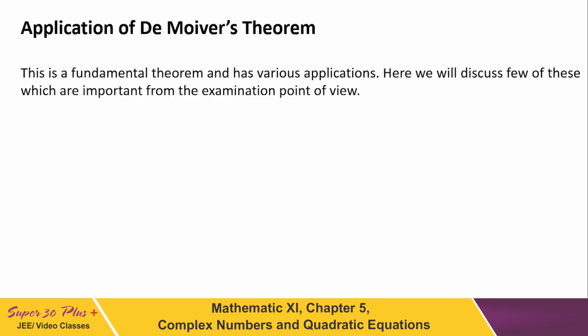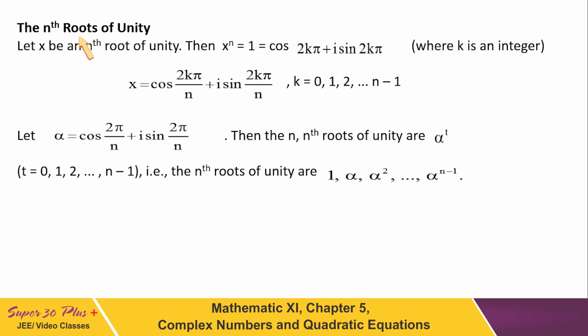Students, now we are going to study applications of de Moivre's theorem. This is a fundamental theorem and has various applications. Here we will discuss a few of these which are important from the examination point of view. First is the nth roots of unity. Let x be an nth root of unity. Then x to power n is equal to 1, and 1 can be written as cos 0 plus iota sin 0, and generalizing it, it is equal to cos 2k pi plus iota sin 2k pi, where k is an integer.